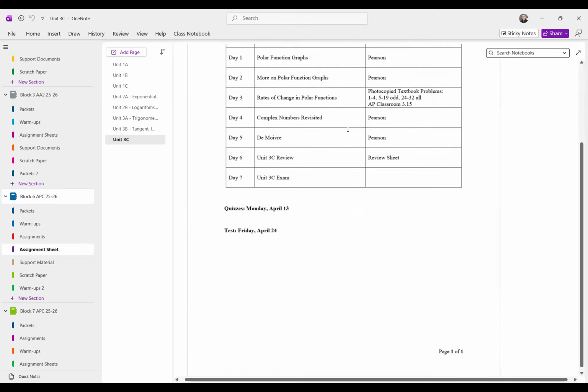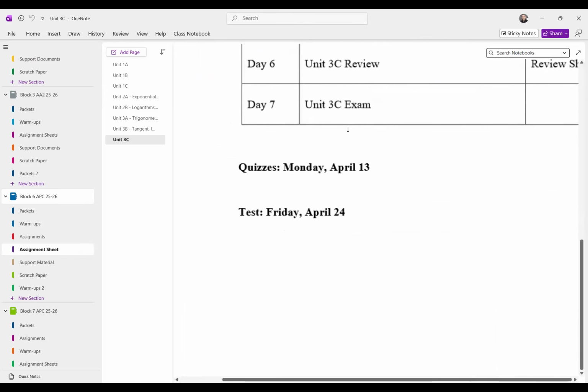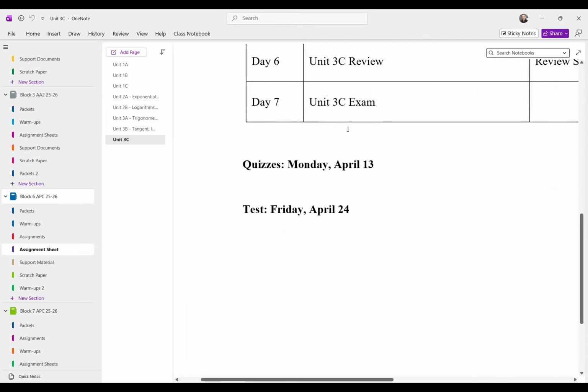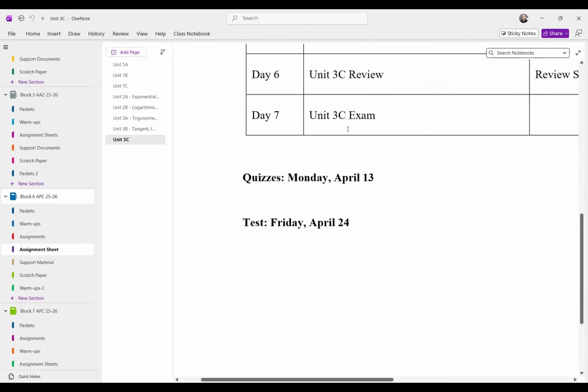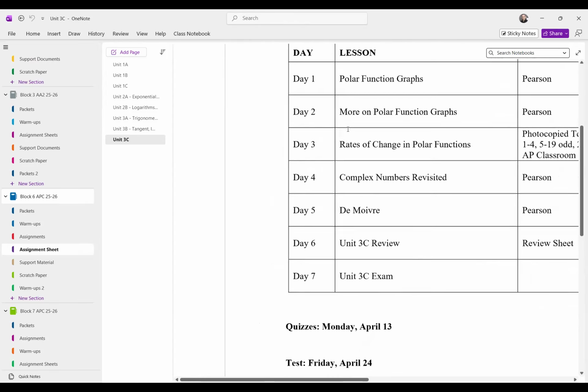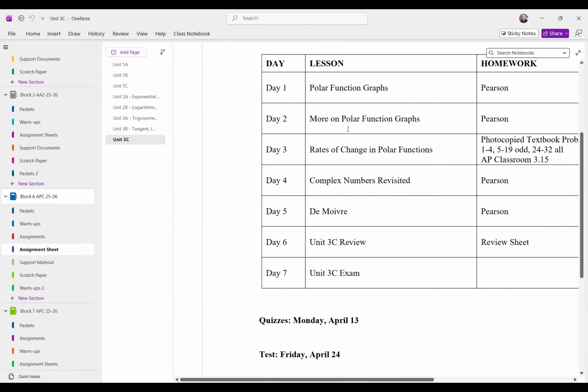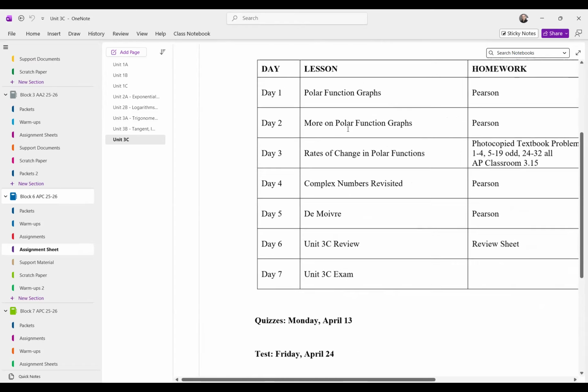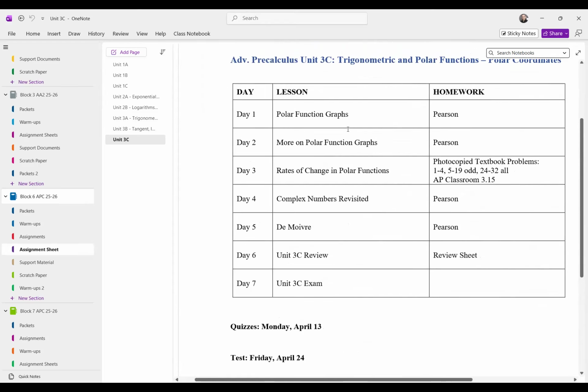So you can see that it is a relatively short unit. We have 1 quiz and 1 test. Quiz is on day 3. So that day 3 where it says rates of change in polar functions, we're going to have a quiz that day. You can see that most of the homework is on Pearson, except for one on day 3, where I'll give you some handouts for that.